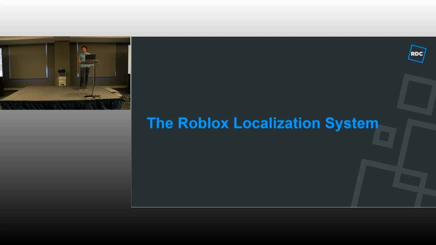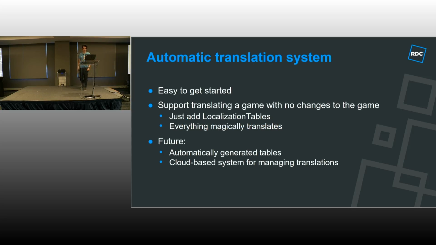So that covers game localization in general. So I do want to spend a little time at RDC here to talk about these tools that we have and how you can use them effectively. So earlier I showed off the localization service automatic translation system. It's pretty cool. It's got a lot of advantages. It's really easy to get started with, especially with an existing game. Supporting translating a game with no changes to the game itself. You just add localization tables and everything magically translates.